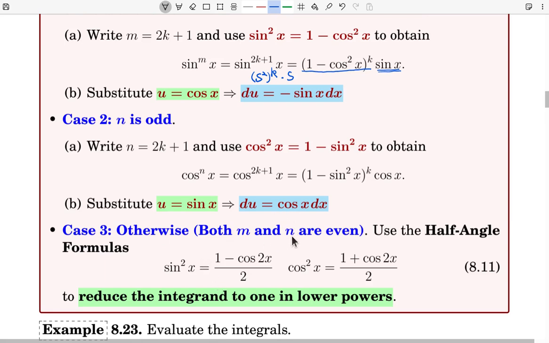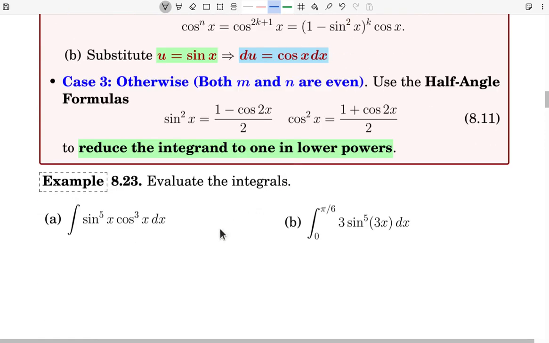Now, if both m and n are even, then we may try to use the half-angle formula so that the power goes down, and after that, if one of them becomes odd, then we can use one of these techniques. If not, then we can go further.